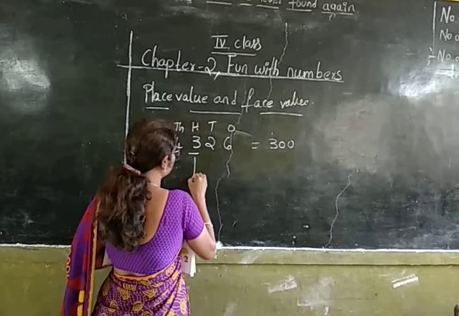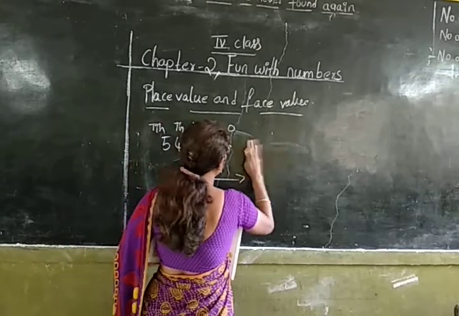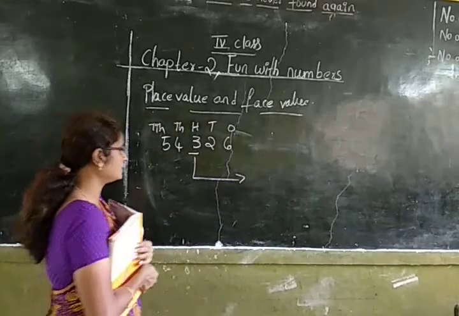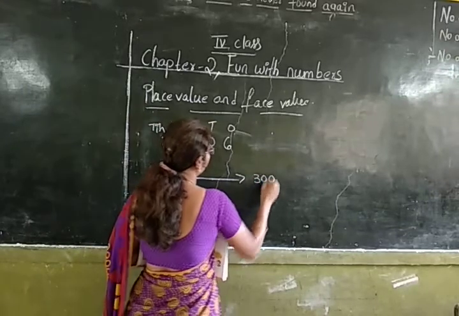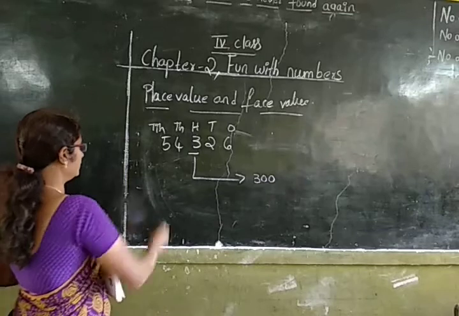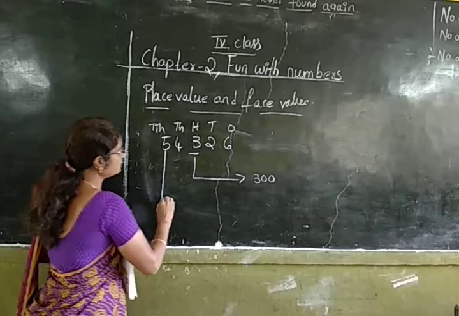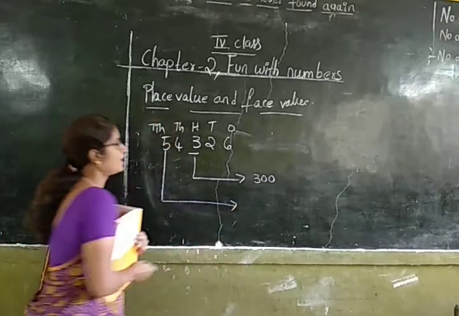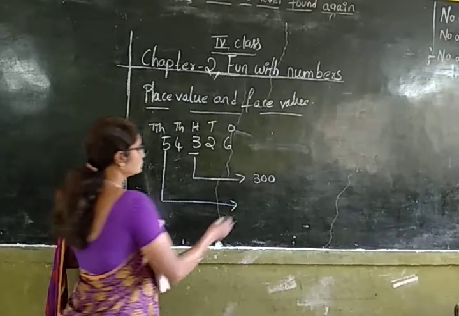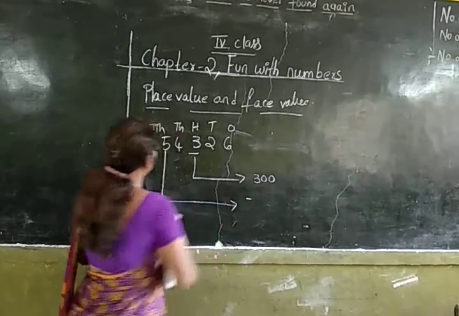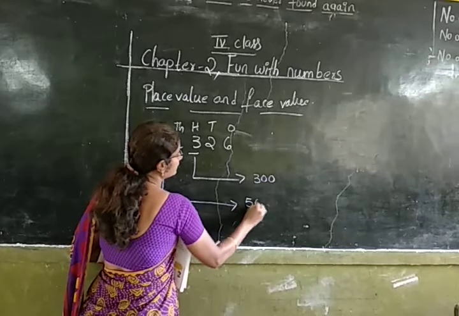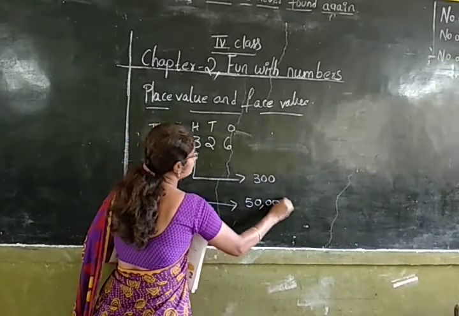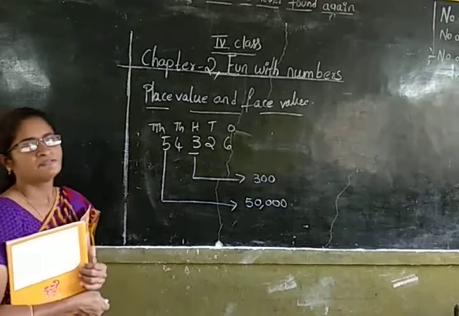3 is in hundreds position, so its place value will be 300. Similarly, 5 is in which position? 5 is in 10,000s position. So its place value will be 50,000.